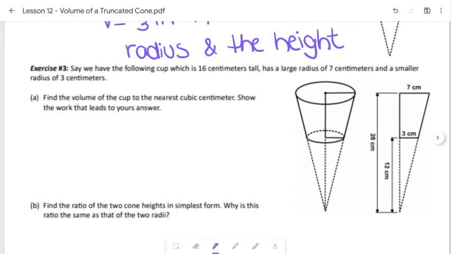So let's look at this exercise 3. Say we have the following cup, which is 16 centimeters tall, that has a radius of 7 centimeters and a smaller radius of 3 centimeters. Find the volume of the cup to the nearest cubic centimeter, then show the work that leads to your answer.